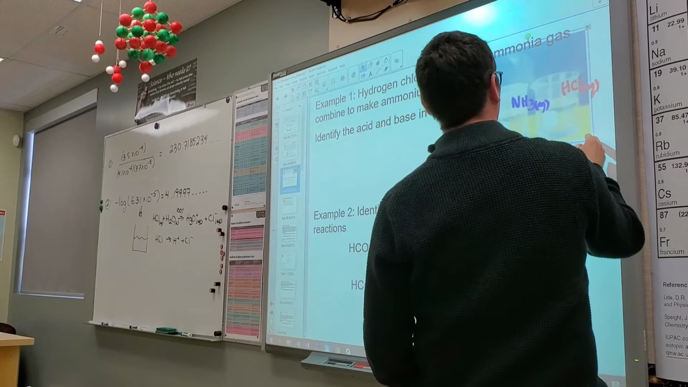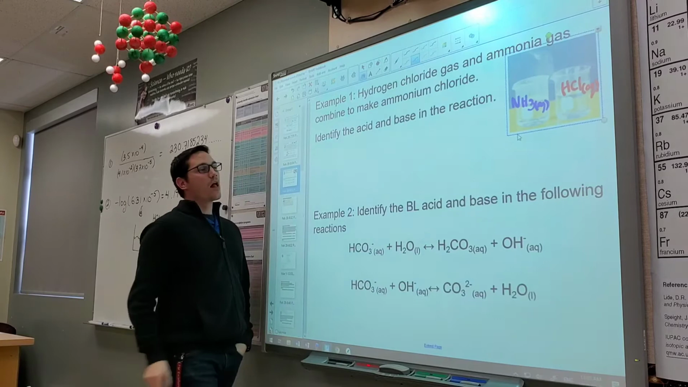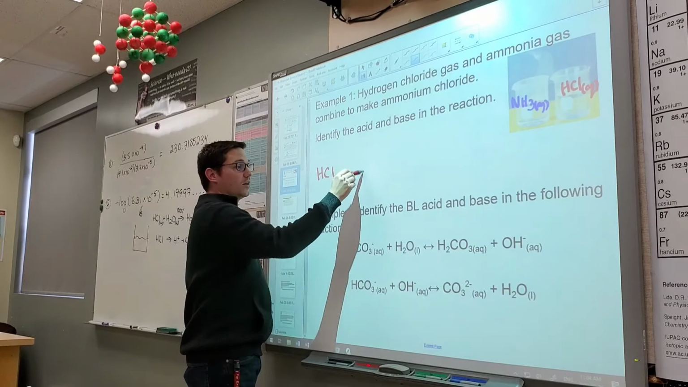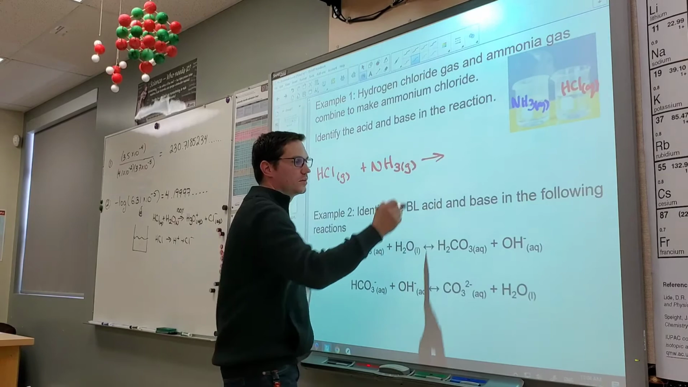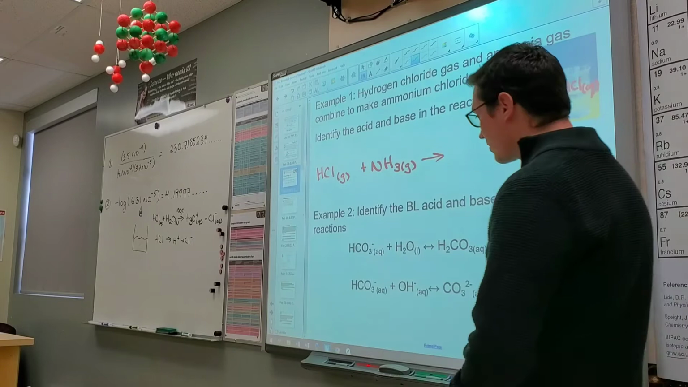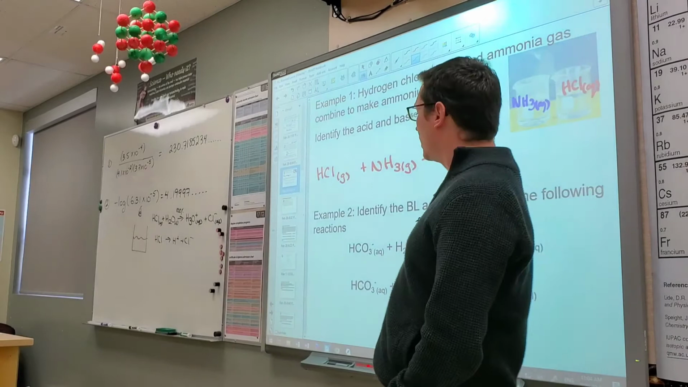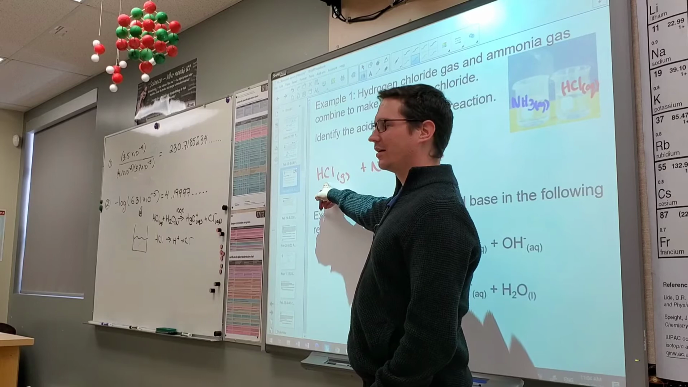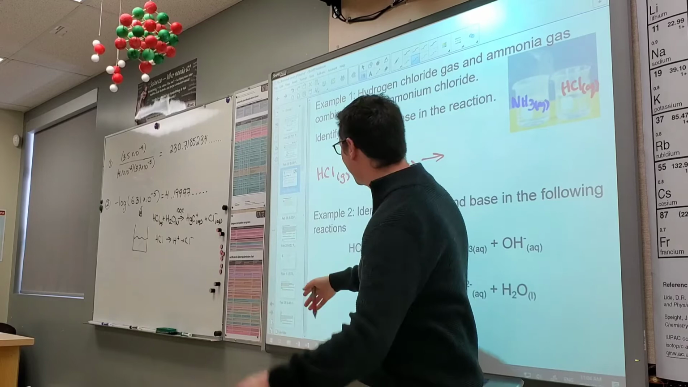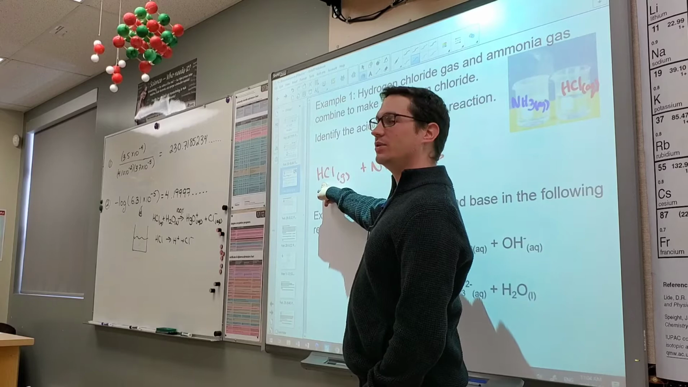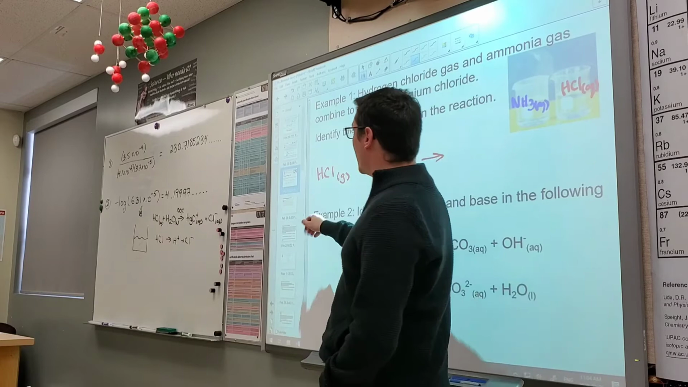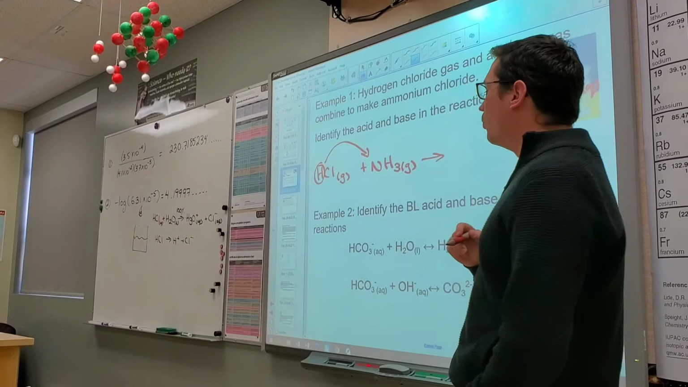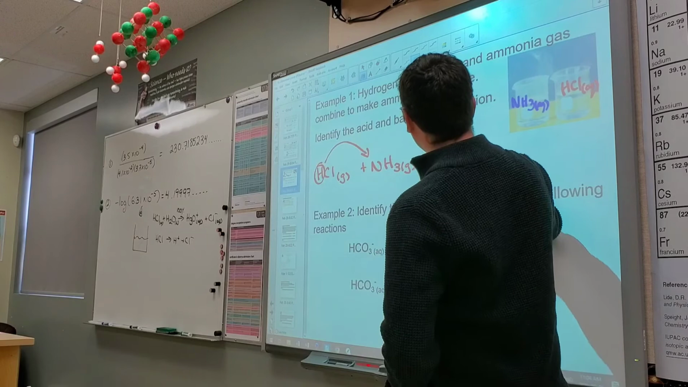And so let's write down kind of what's happening here. So we've got HCl as a gas reacting with NH3 as a gas. And what do you think's going to happen? HCl, is it going to act like an acid or a base, do you think? Acid. It's probably going to act like an acid, right? I mean, it's called hydrochloric acid. So if this thing acted like an acid, what would it do based on our new definition? It would donate a proton. So if this proton gets donated to ammonia, what are we going to make? We're going to make ammonium, NH4+.